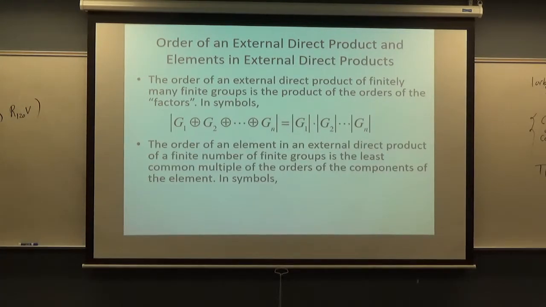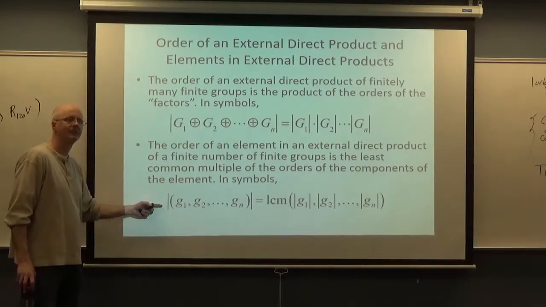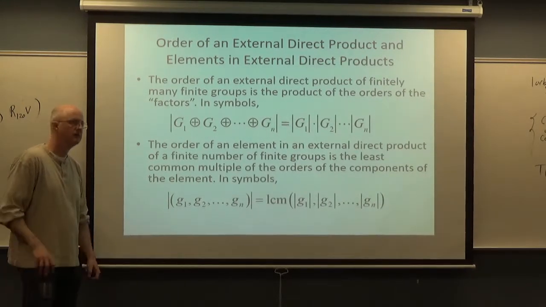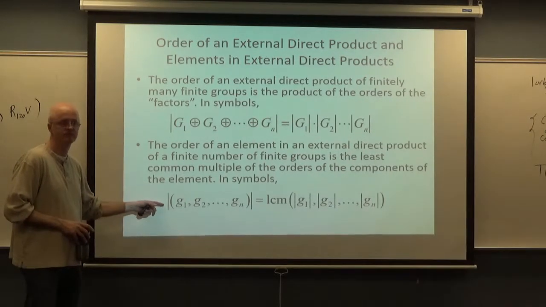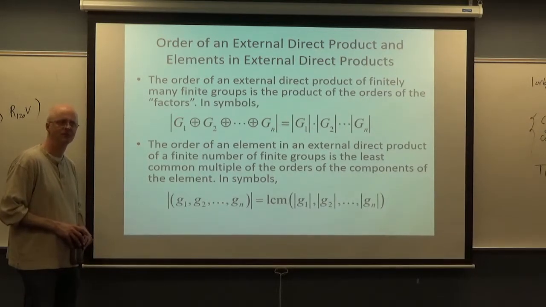The order of an element in an external direct product of a finite number of finite groups, this is highlighted as a theorem in the book, is the least common multiple of the orders of the components of the element. In symbols, we have this. This is going to be a very useful thing for us. In fact, I will be assigning plenty of problems here from chapter 8 to do on Friday where you will need to use this. And once you do enough examples, it's pretty intuitive.